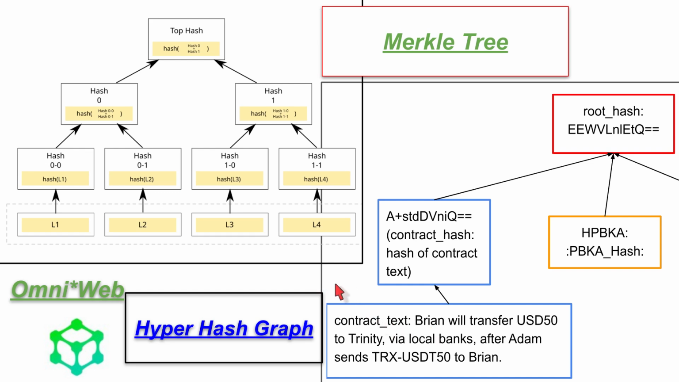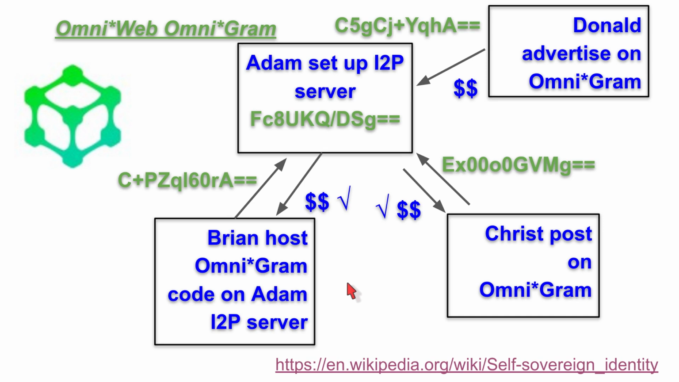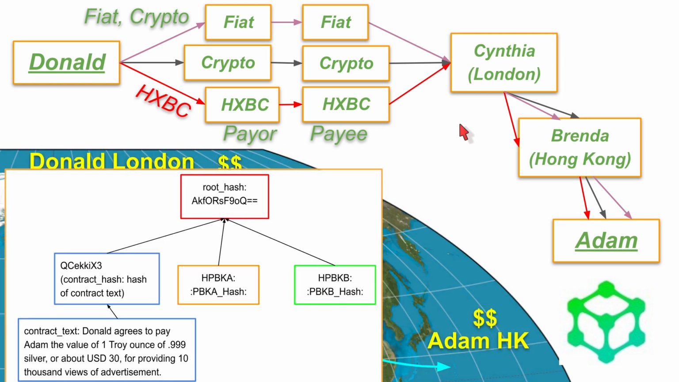We then review a scenario of OmniStargram, a clone of Instagram, where Donald the advertiser living in London would pay Adam in Hong Kong for providing a service to display Donald's advertisements. Finally, we demonstrate how hyperhash tree may be applied to model and facilitate contracts and transactions at various stages, from signing a contract to execution and payment.